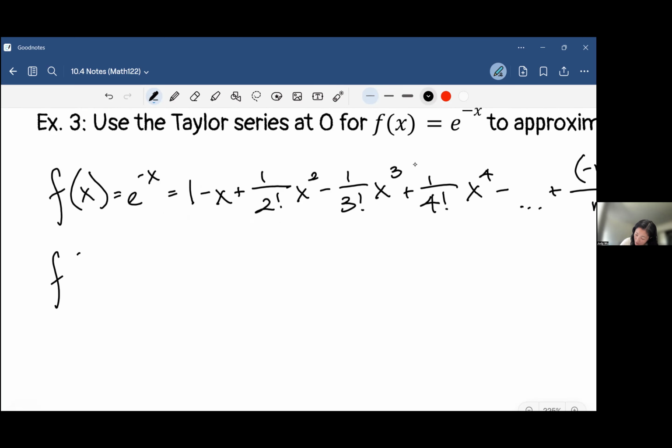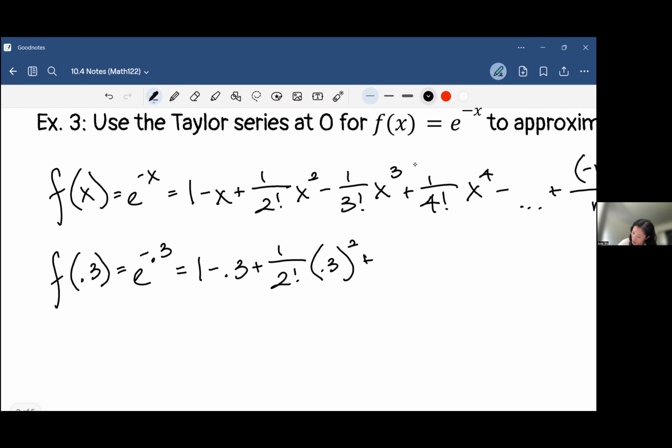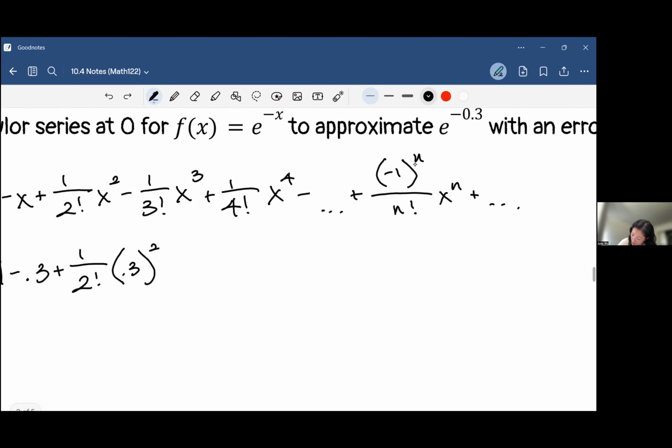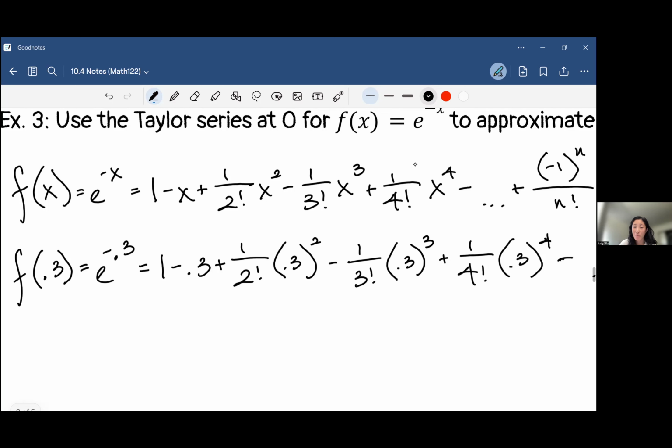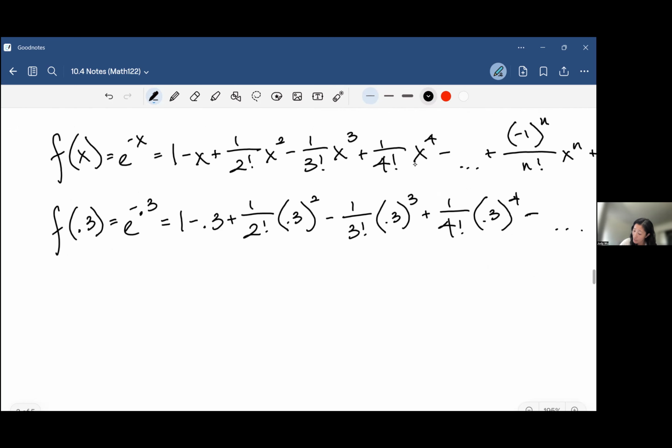I'm going to say f of 0.3, which equals e to the negative 0.3. And I'm going to plug in 0.3 everywhere I see an x. So 1 minus 0.3 plus 1 over 2 factorial times 0.3 squared minus 1 over 3 factorial times 0.3 to the third plus 1 over 4 factorial times 0.3 to the fourth minus, and I could keep going. But I don't want to write more than I have to, so let's see what we get.